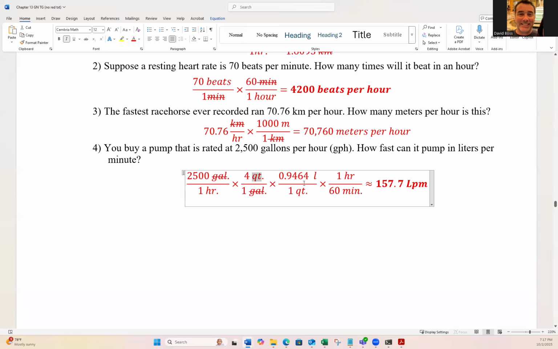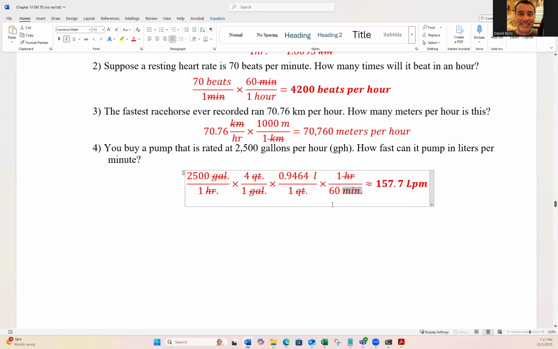And then we do 0.9464 liters per 1 quart. That way quarts cancel out. And then we want minutes at the end. So we want to have minutes per minutes, not per hour. So we do 1 hour divided by 60 minutes. That way hours cancel out. And we are left with liters divided by minutes, which is liters per minute, which is what we want.